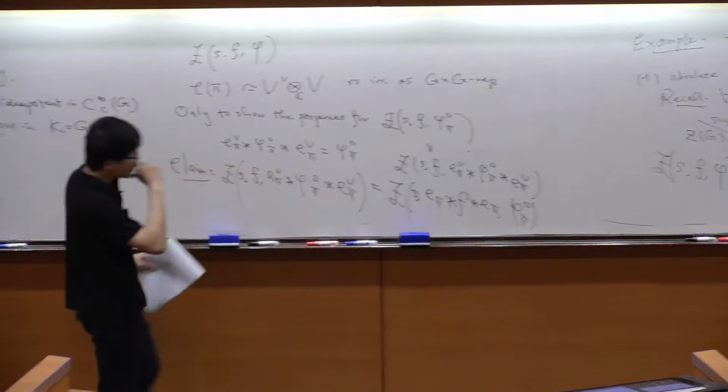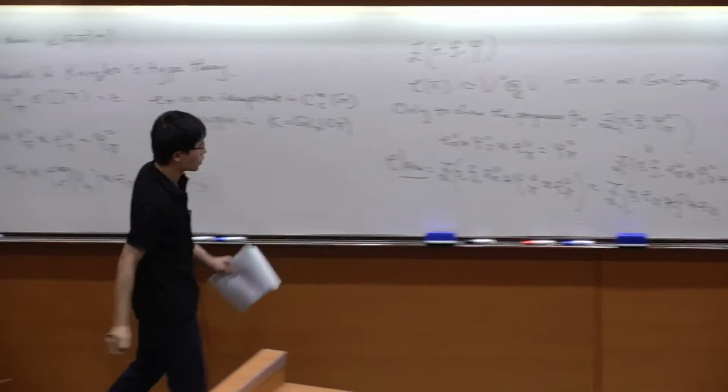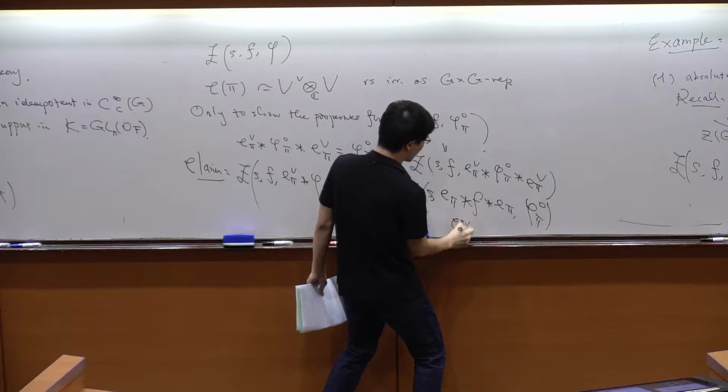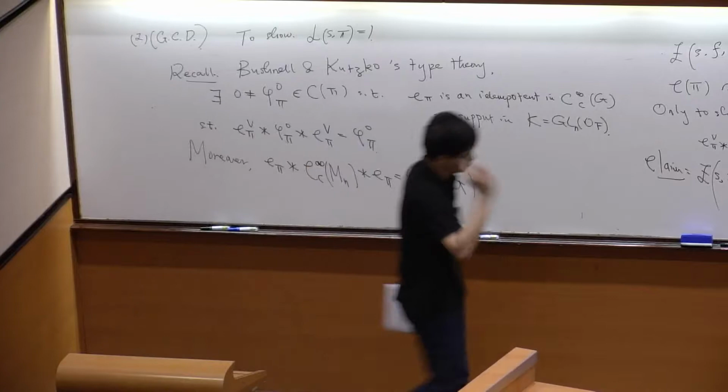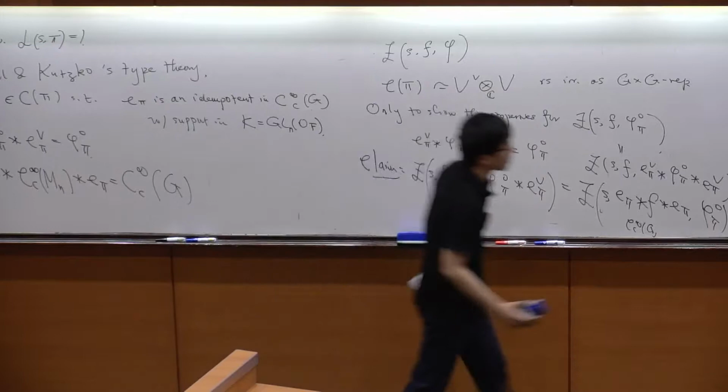If we have this claim, then we find that when we run the zeta integral procedure, we do not need a whole space of test functions. We only need the C_c^∞ functions on G. Then the zeta integral is always absolutely convergent. So we have the GCD property. Then let's prove the claim here.